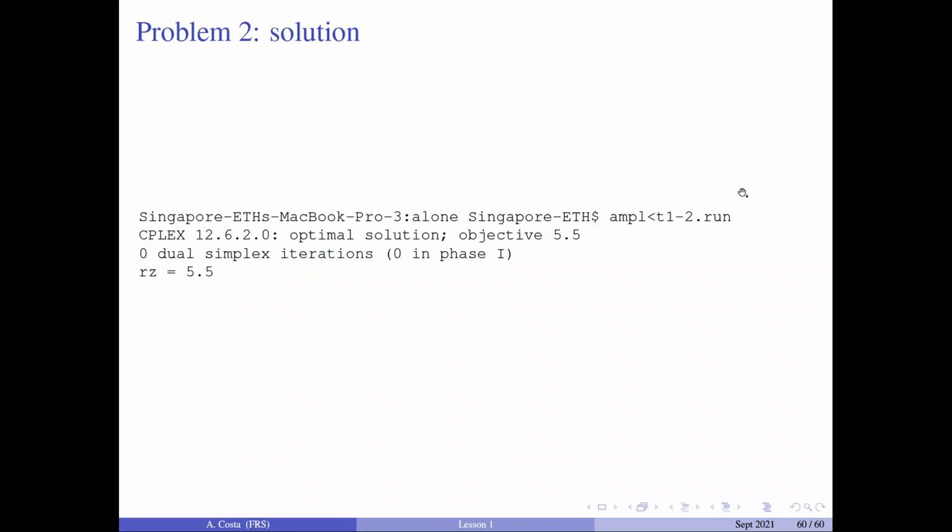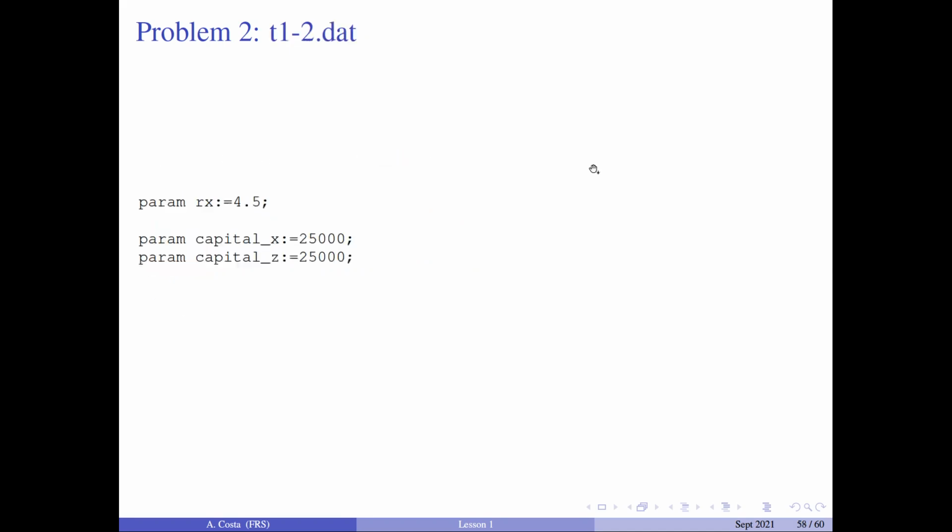I actually have a question. Yeah. The data file cannot have any expression, right? No. So for example, I wrote capital, and for capital X, it's capital divided by 2. That won't work.